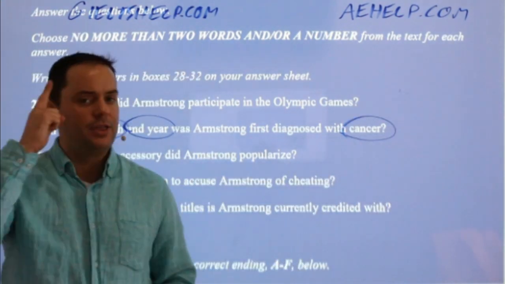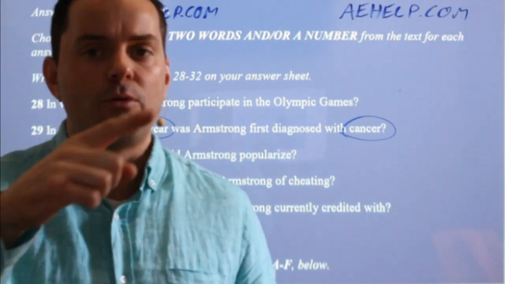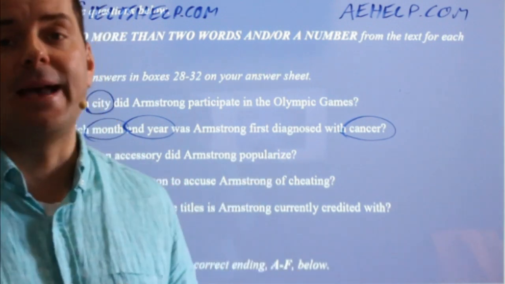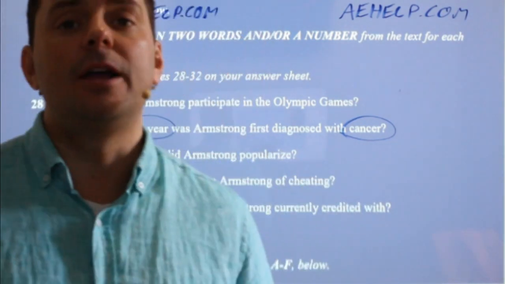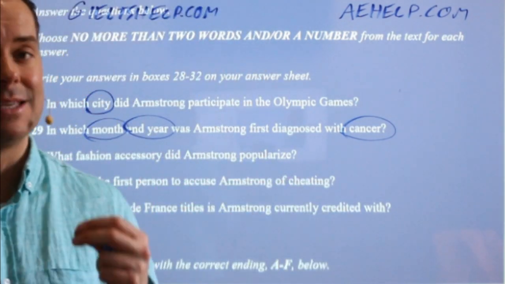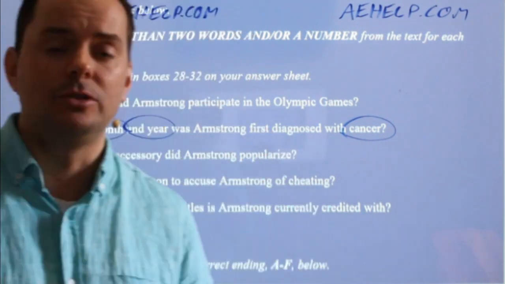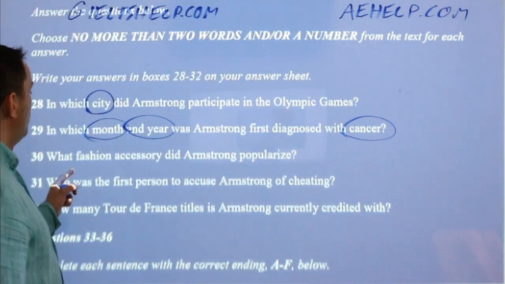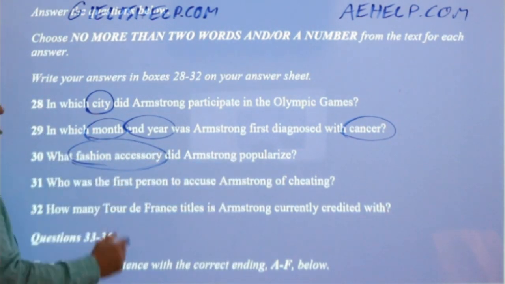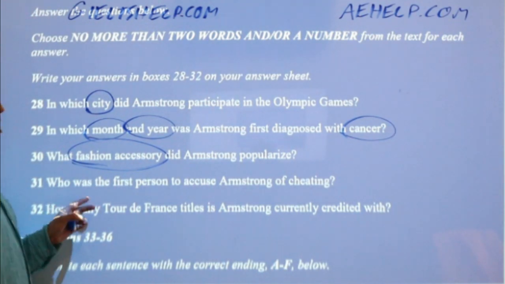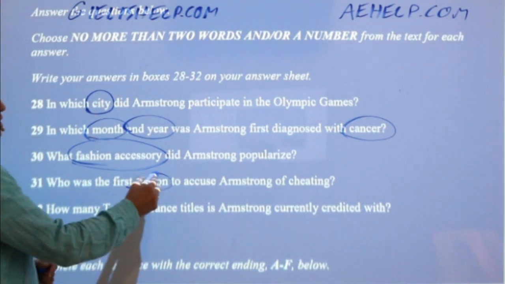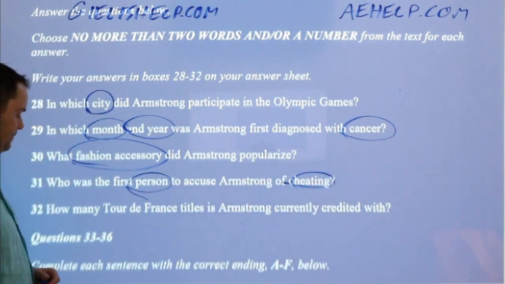So this is how I'm thinking about these questions before I read the text. Yes, you have to read the text. Passage 3 is looking for Band 8, Band 9 level students. If you need to get a high band, like Band 7 or 8, you need to do it in this way. This is the correct and fastest way to do this. Okay. What fashion accessory did Armstrong popularize? Here the key is fashion accessory. Who was the first person to accuse Armstrong of cheating? So person cheating. Okay.